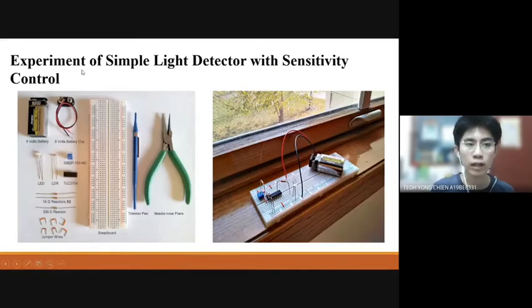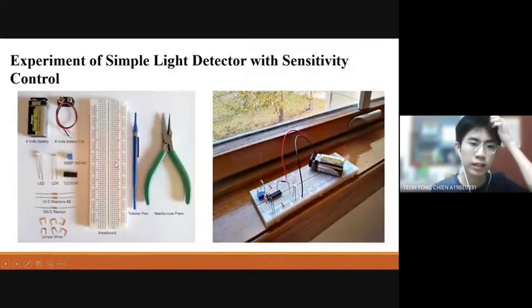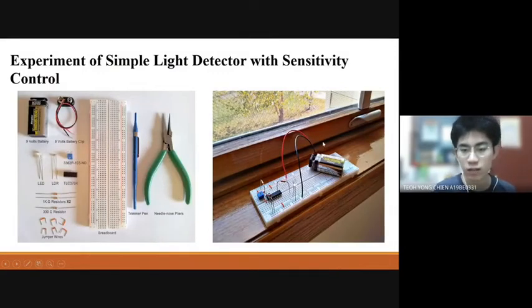Okay, now I'm going to explain a simple experiment of a light detector with sensitivity control. In this experiment, we need some components like a battery, battery clip, LED, LDR, resistor, and jumper wire. And the breadboard, trimmer pen, and needle nose pliers. And then this is the final look of the components.